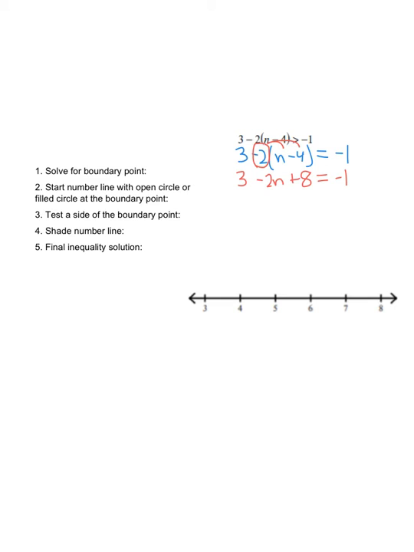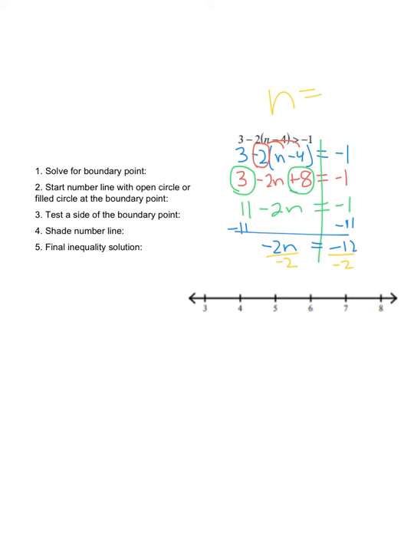Most students at this point will draw the line and notice that on the left they have numbers that are like terms that they can combine. So we can add 3 plus 8 and get 11 minus 2n equals negative 1. To try to get that n by itself, we can minus 11 on both sides. Negative 2n equals, oh boy, negative 12. And our last step would be to divide by negative 2, and we would get n equals negative 12 divided by negative 2 is positive 6.